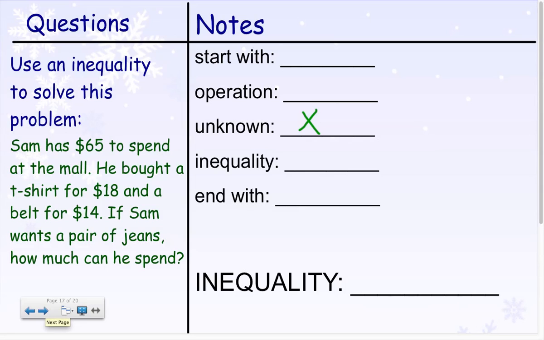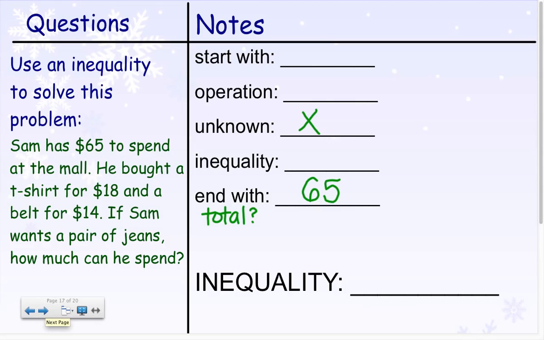Inequality. There isn't anything about an inequality in this problem, so we're going to leave that blank. Our end with amount is always our total. So what's the total amount that Sam can spend at the mall? That's $65. So I'm going to put a 65 there.